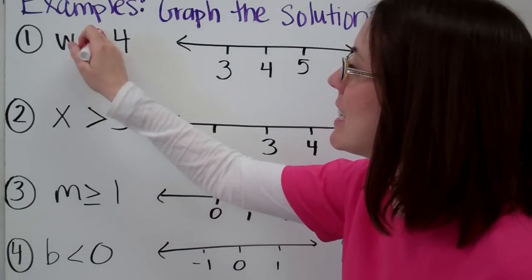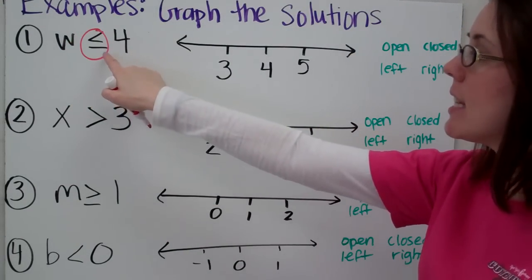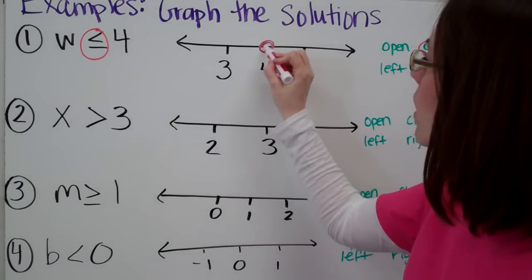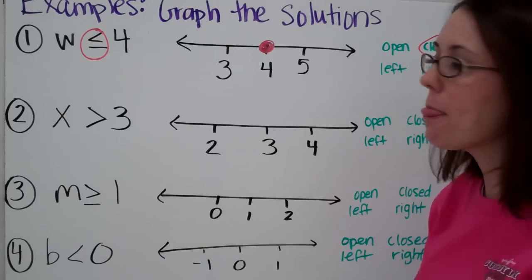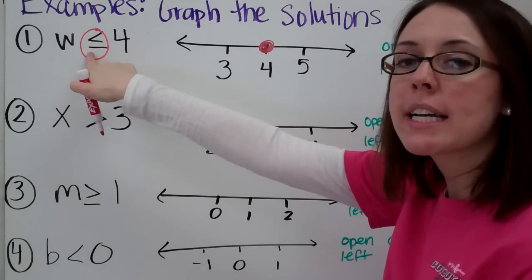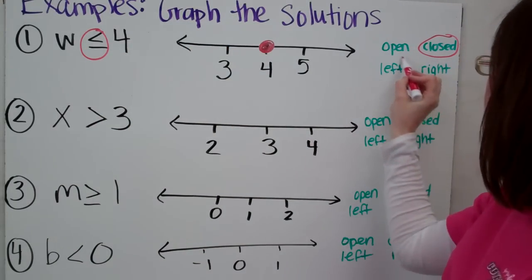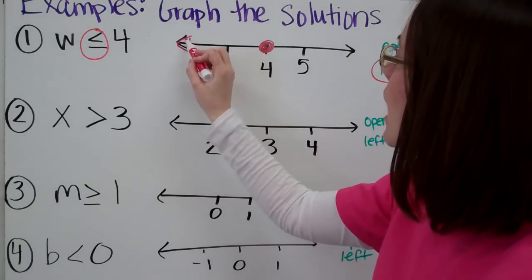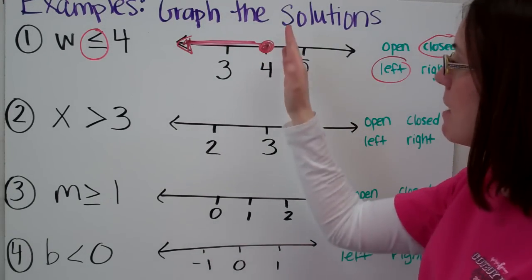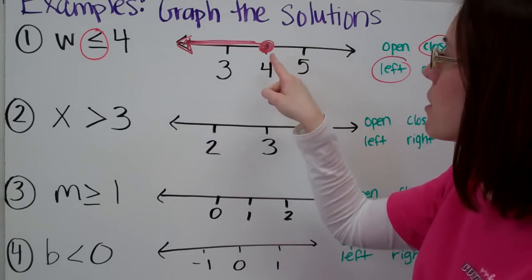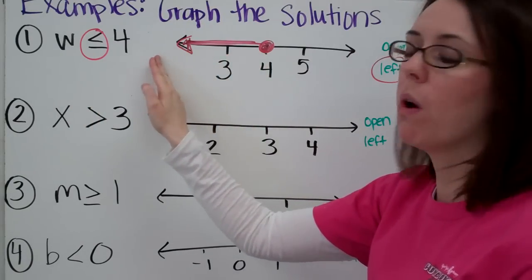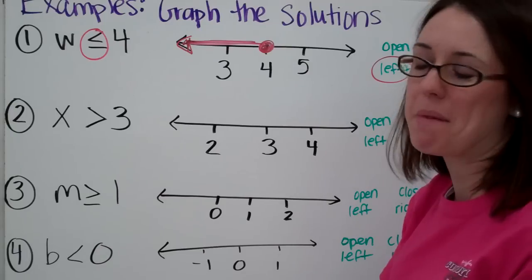Well, we have less than or equal to. Because it has the equal to, we know we're going to have a closed circle on 4. So draw your closed circle. We're also going to shade to the left. Why to the left? Because our inequality symbol points to the left. What does this graph mean? It means that our solution is any number that is less than or equal to 4. So 4, 3, 2, 1, any numbers to the left of 4 on the number line.